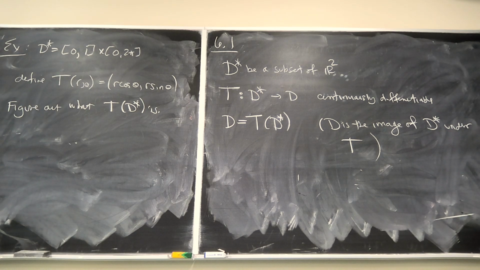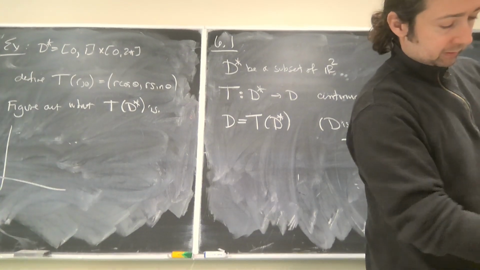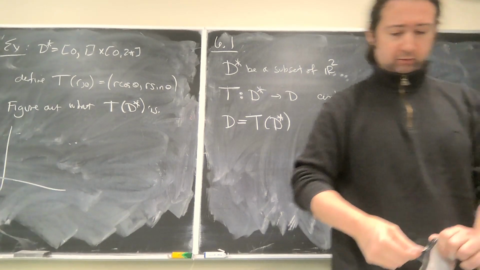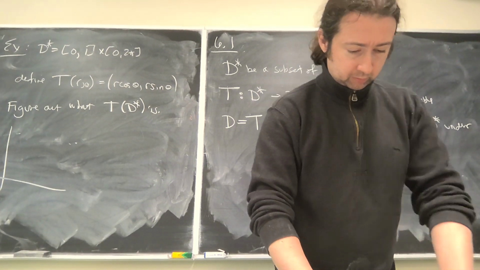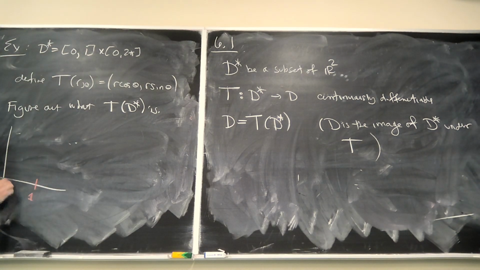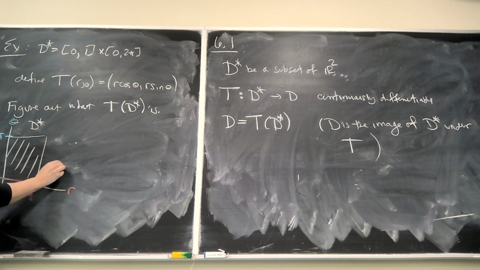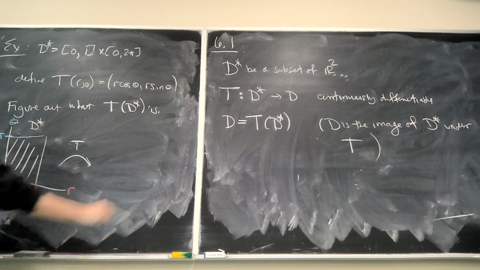And you probably already know this, but the way to visualize what we're doing here generally is that we're starting with a rectangle over here, so between 0 and 1 in the r-axis, and between 0 and 2 pi in the theta axis. We've got this rectangle. That's our set D star. We're trying to figure out where that maps. When I apply the map T, where does it go?